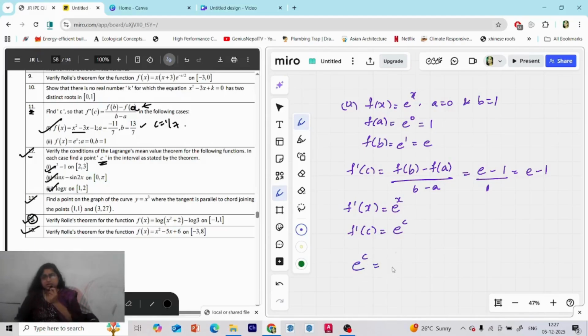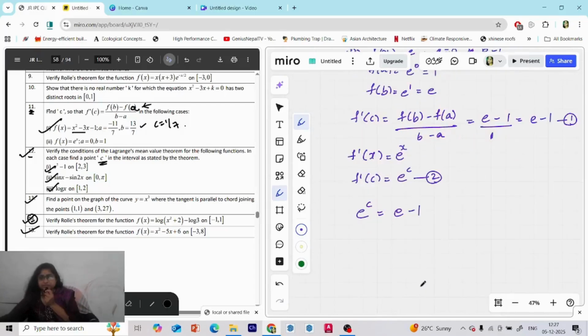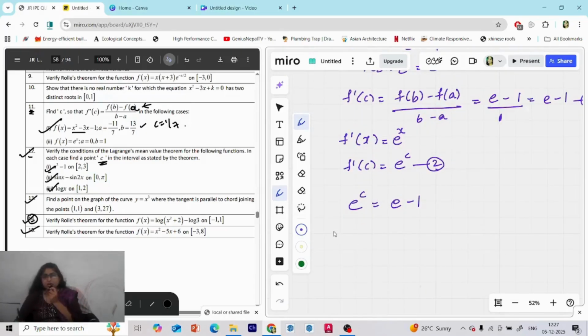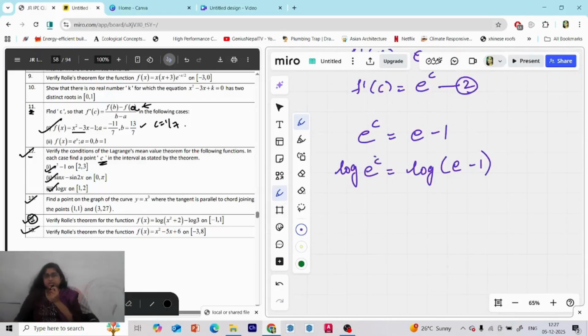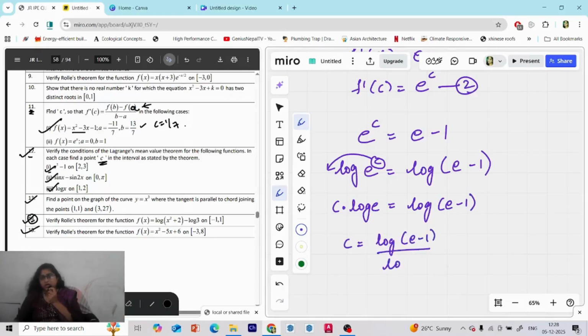e power c should be equal to e minus 1, from equation 1 we have that. From 1 and 2 you can see that e minus 1 should be equal to e power c. So how do we solve this? Let us take log on both sides. So c into log e is equal to log of e minus 1, since the power c comes in front and gets multiplied. So c is equal to log of e minus 1 by log e.